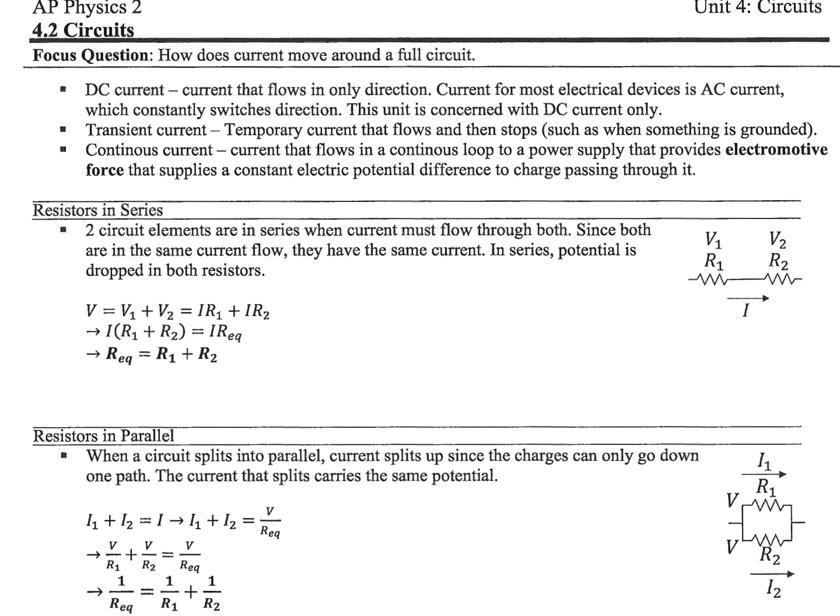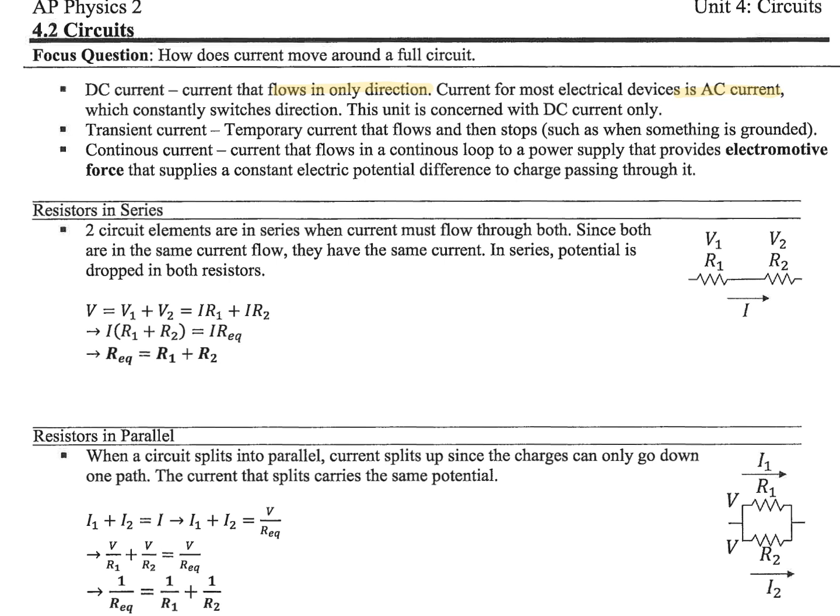DC current is current that flows in only one direction, okay? Now, the problem is the current for most electrical devices is AC current. AC current's what kills you. DC is actually really better for you. AC current is on, off, on, off, on, off, so it pulses almost. And that's the problem. And it switches directions. That's what the on-off is, basically.